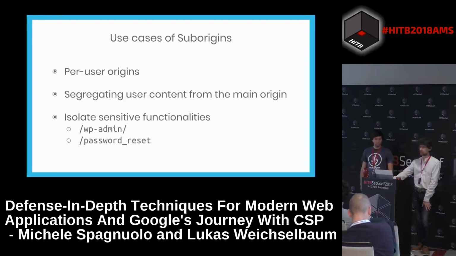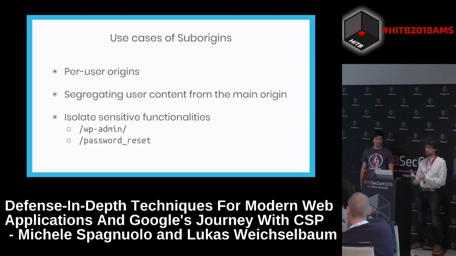It can be used to segregate user content from the main origin. Let's say that, okay, so if you have user content, you should really use another domain, right? Like googleusercontent.com or githubcontent.com or the .io. But let's say you really can't and you have slash user content slash. Well, then in theory, you could use suborigins to make it so it's exactly like it was another origin. So that's very powerful.